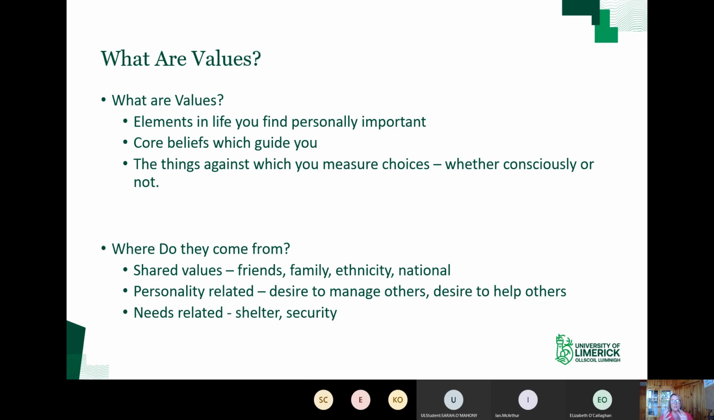Oftentimes you'll hear people ask what's the difference between a need and a value. A need can be something that's very dynamic. Right now, I need shelter. But the value that need can incur tends to be more longer term, so security. So needs can often impact on our value system going forward. And again, that ties back into our shared values, in our family values.